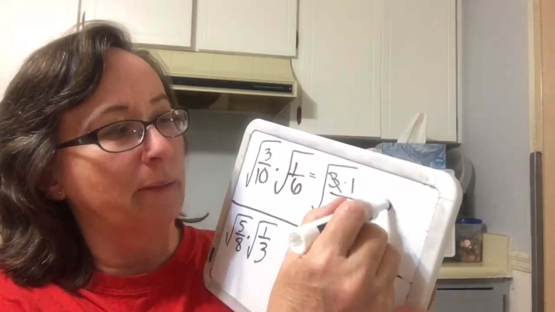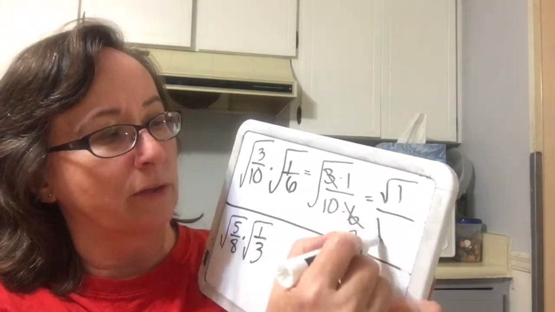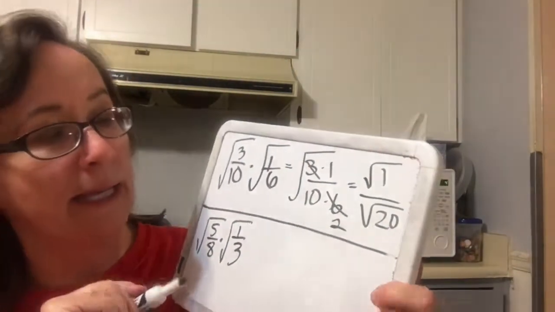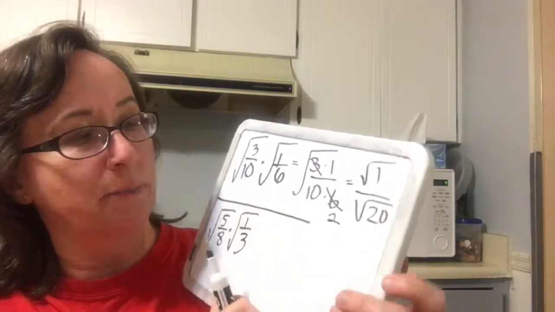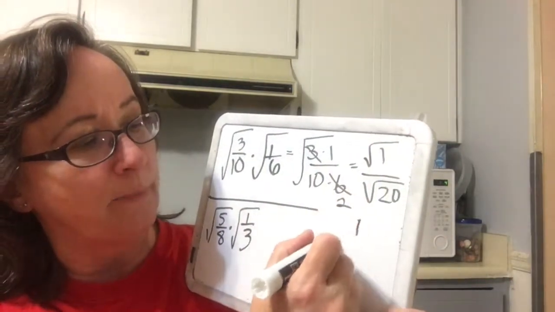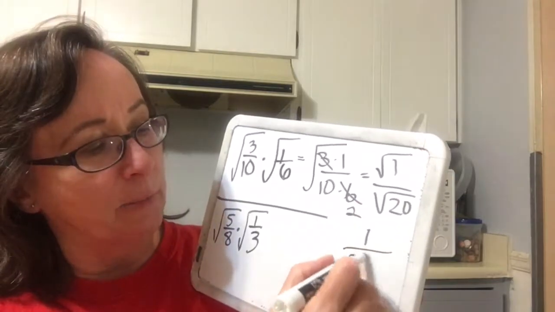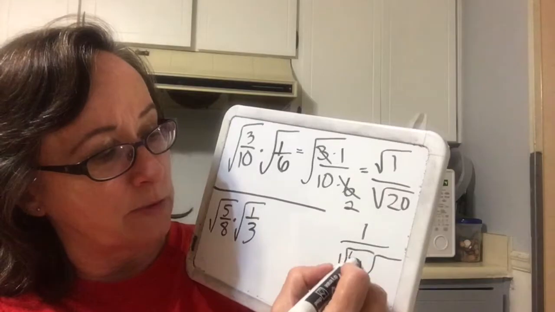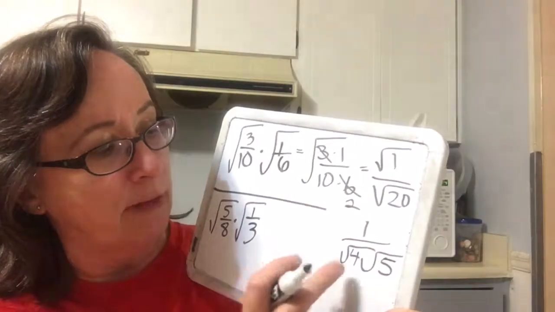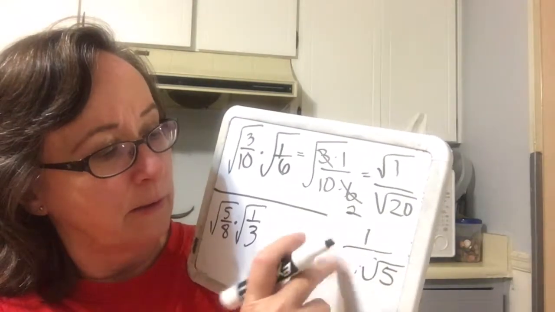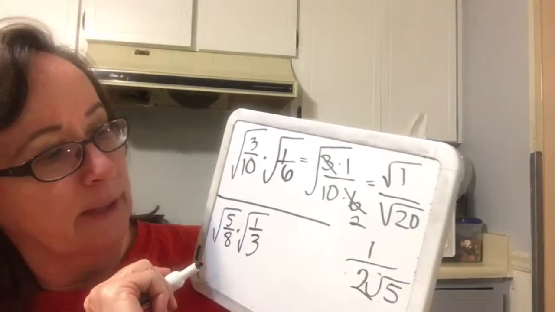So now I'm going to break it up. Square root of 1 over square root of 20. And square root of 20 can simplify. So let's bring the rest of this problem down. Square root of 1 is just 1. Square root of 20 can break into a perfect and a leftover radical. So the perfect is 4, the leftover is 5. The square root of 4 is 2. So we put a 2 there.